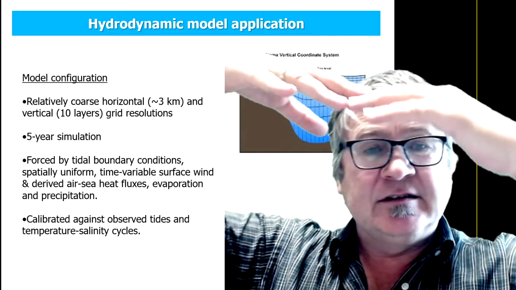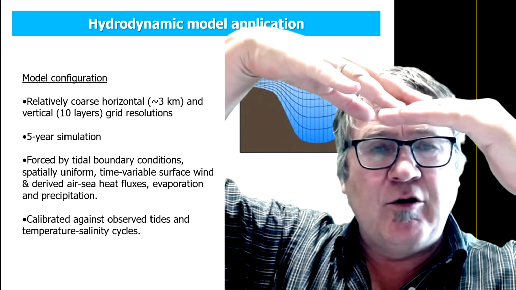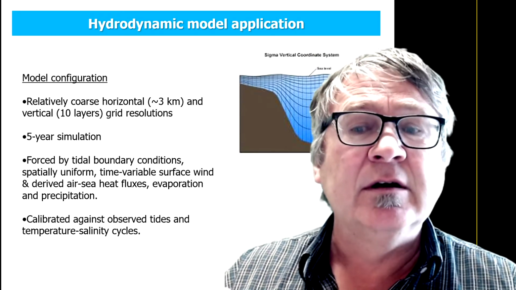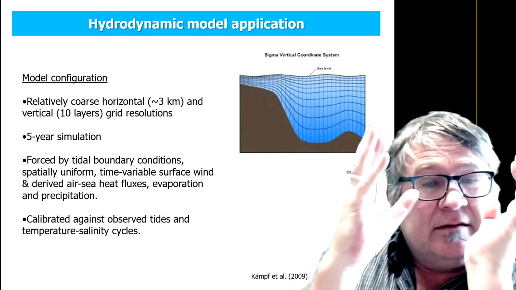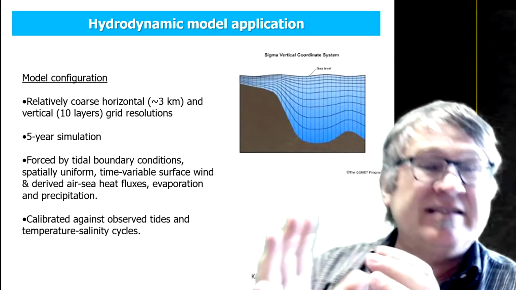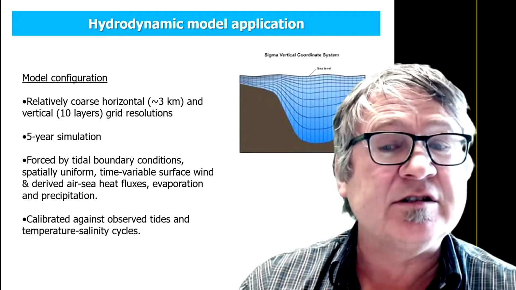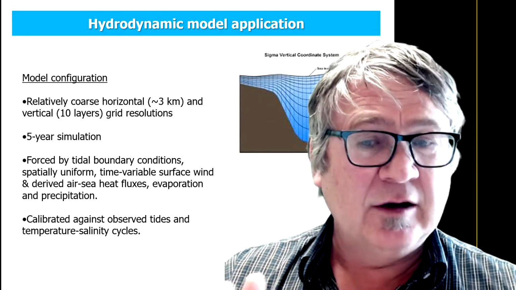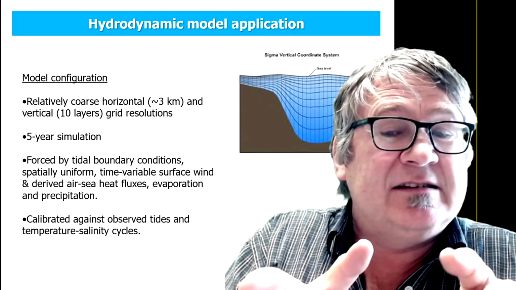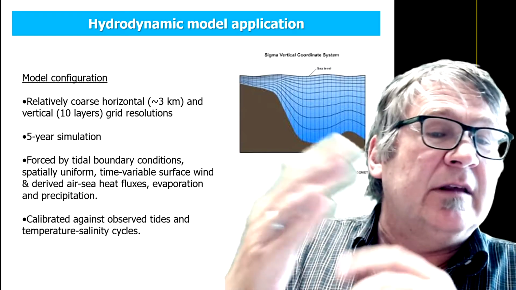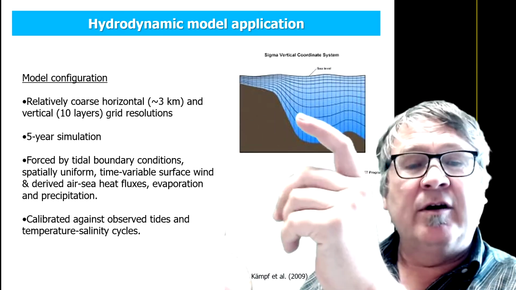You have a shape of the sea surface, which creates a pressure gradient, again accelerating currents, decelerating currents. Just start here from the top. So you're looking at grid cells in 3 dimensions, and this model uses a relatively coarse horizontal grid, 3-kilometer grid spacing, and 10 layers in the vertical. And that's what we call a sigma coordinate model.